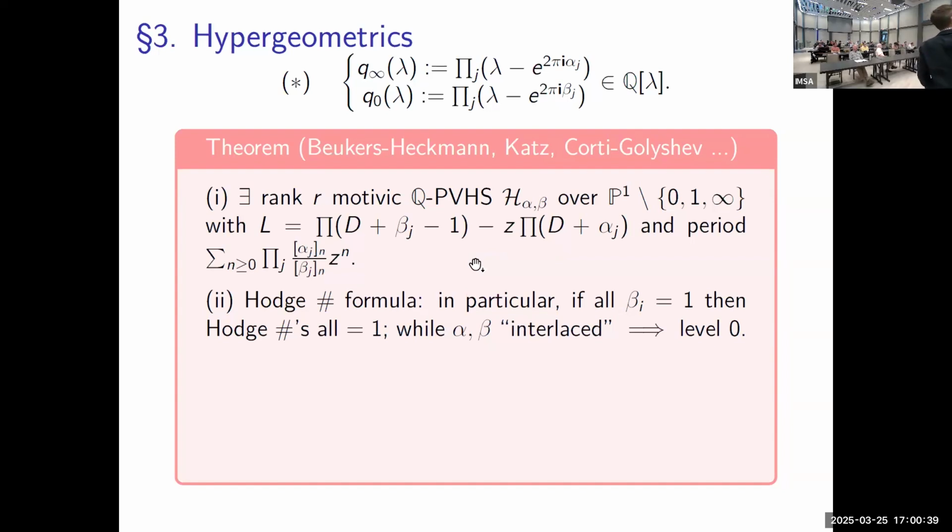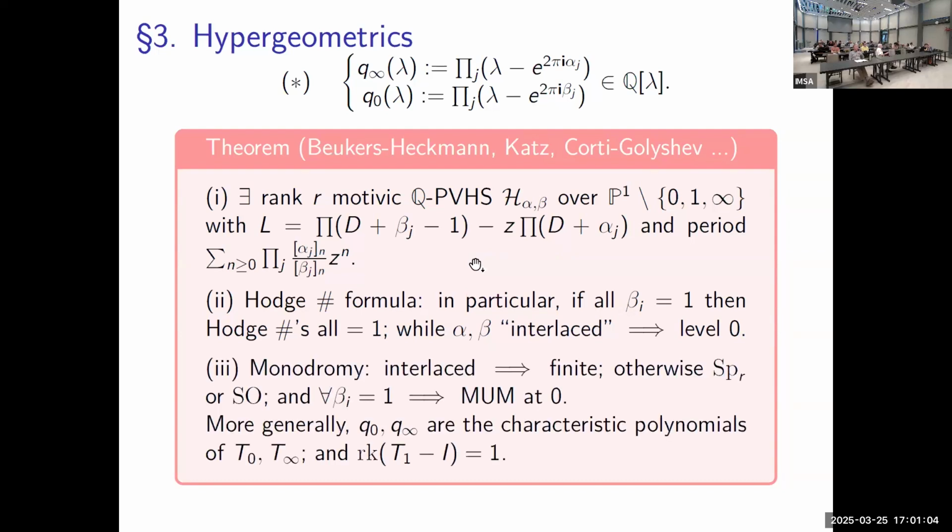And well, if the alphas and betas are completely interlaced, so an alpha follows a beta, follows an alpha, follows a beta, going around the unit circle, it's a model for 0, 1. Then actually the monodromy is finite and the variation has level 0. It's sort of an isotrivial, stupid variation, but still interesting. So the monodromy in the interlaced case is finite, but could be quite interesting. Otherwise, it's a full symplectic or full special orthogonal group. And if all of the beta i's are 1, you get maximally unipotent monodromy at 0.